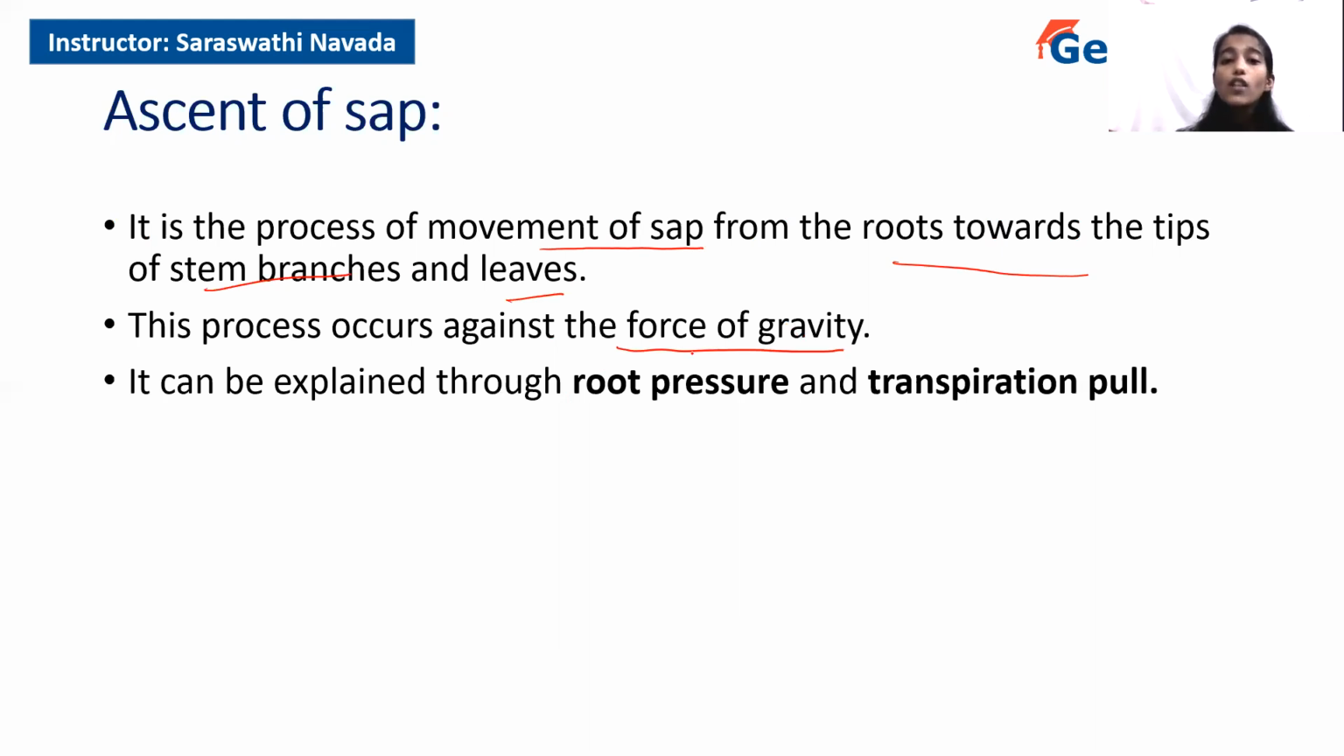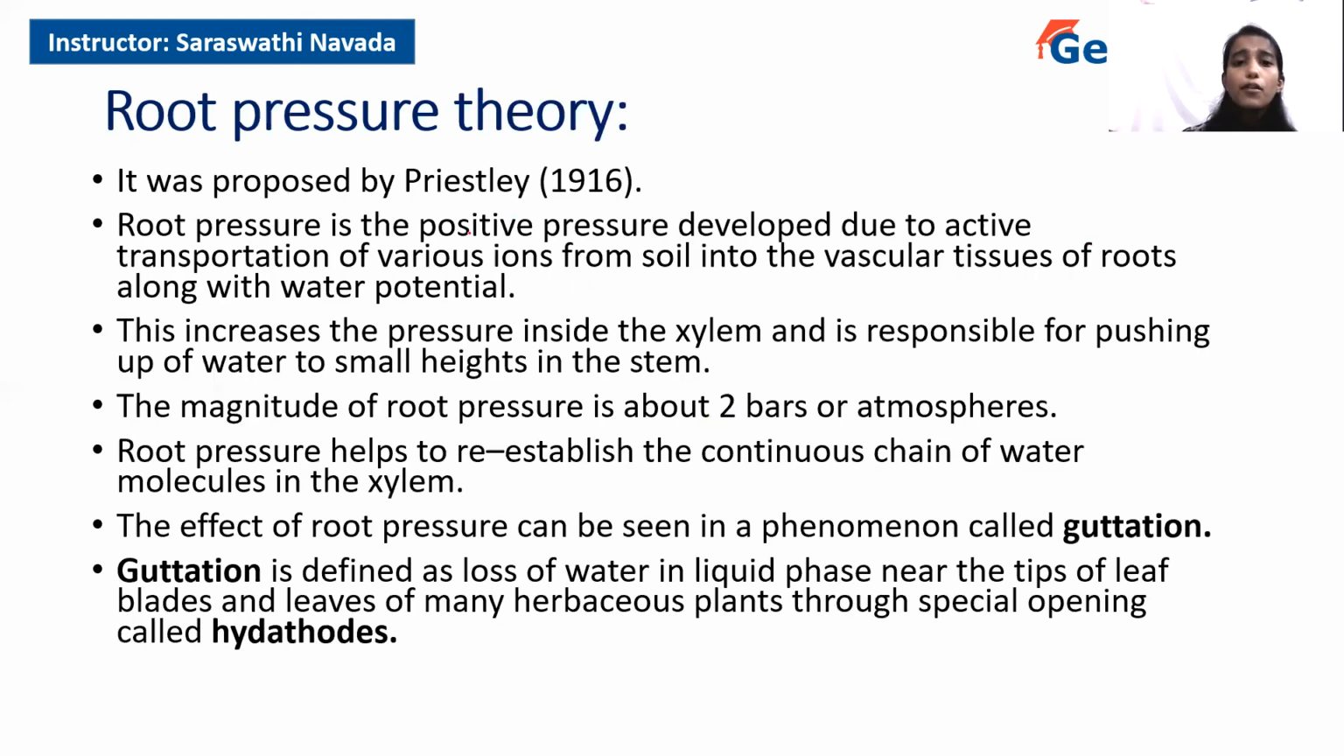This process of ascent of sap can be best explained through root pressure as well as transpiration pull. So what is meant by root pressure and transpiration pull? We'll see in detail. First, coming to root pressure. In order to explain the ascent of sap, a theory called root pressure theory has been postulated by the scientist Joseph Priestley in the year 1916.